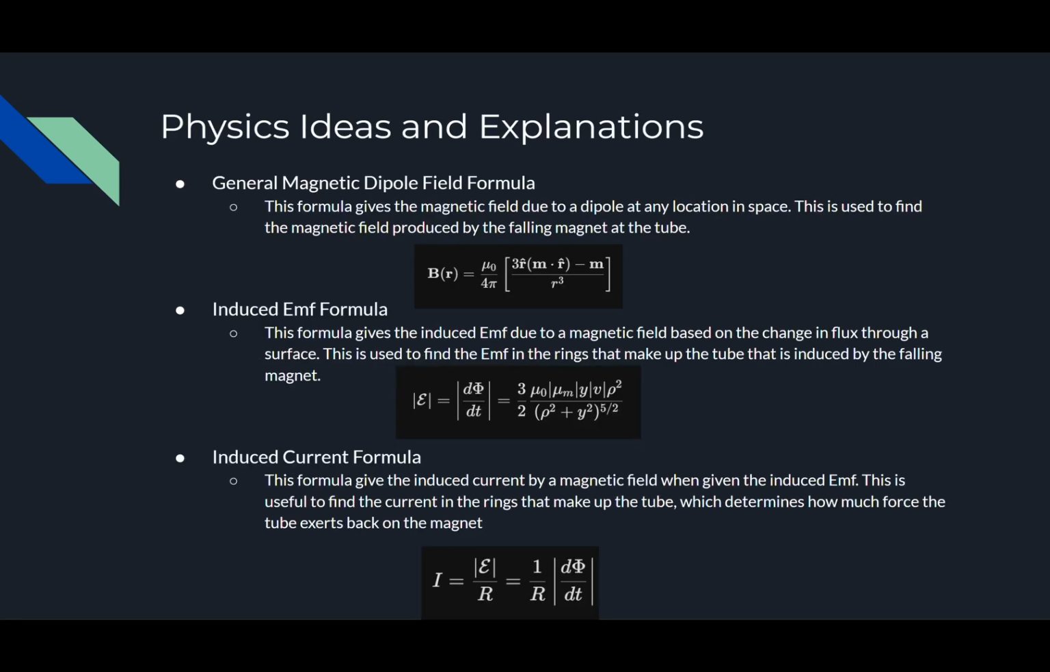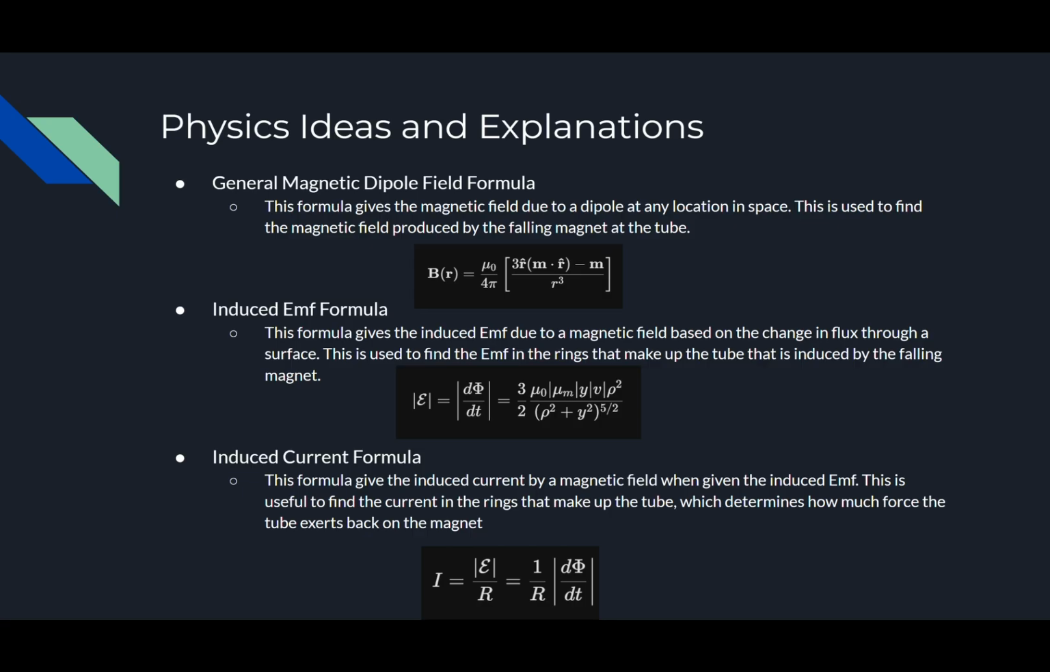So we use the magnetic general dipole field formula because this gives us the magnetic field due to a dipole at any location in space, which is used to find the magnetic field produced by the falling magnet at different points in the tube. Then the EMF formula gives us the EMF induced due to the magnetic field based on the change in flux through a surface, which is used to find the EMF in the rings that make up the tube that is induced by the falling magnet.